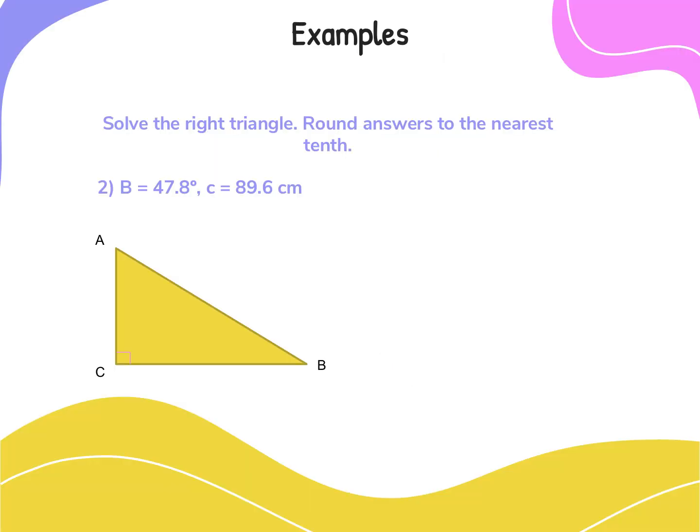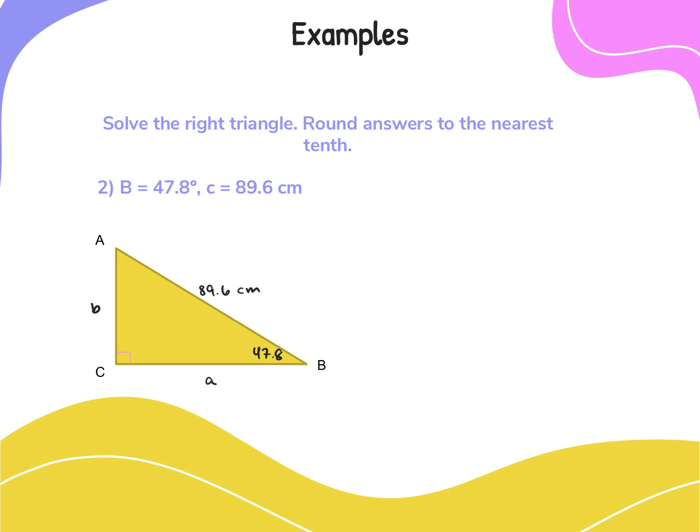When I come over to this slide, again, solve the right triangle, round the answers to the nearest tenth. Oh, well, they drew the triangle. I don't have to draw it. So they said angle B is 47.8, and little c, which is the hypotenuse, is 89.6 centimeters. So I know little a is over here, little b is over on this side.